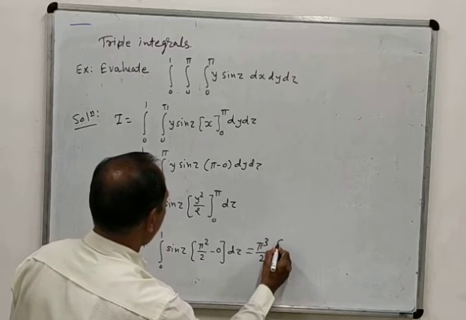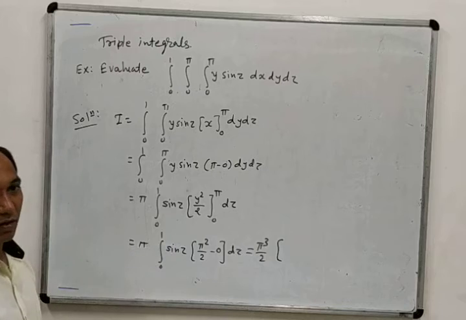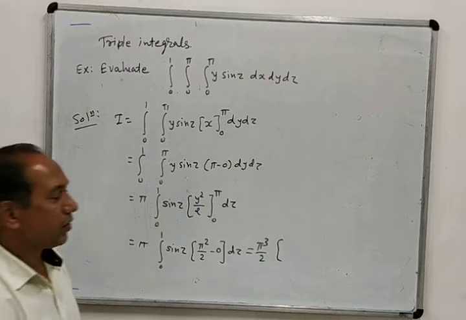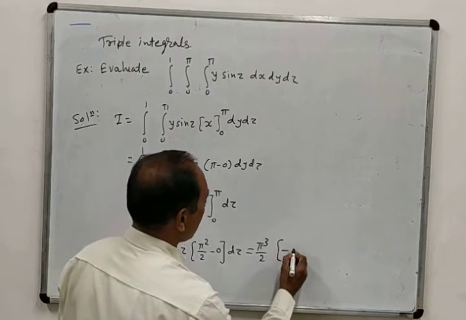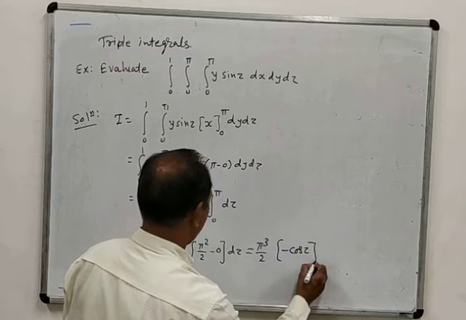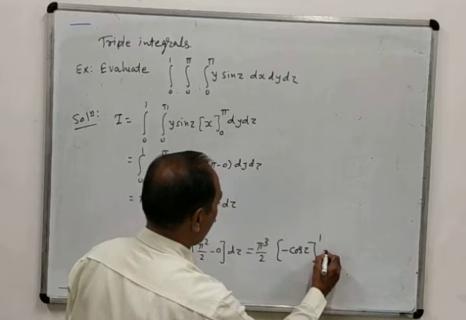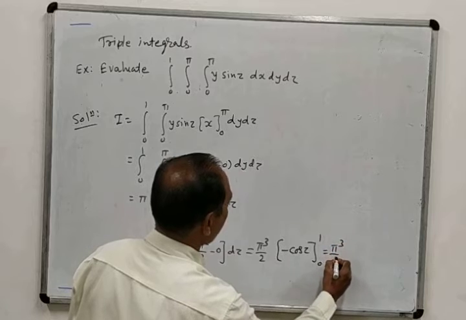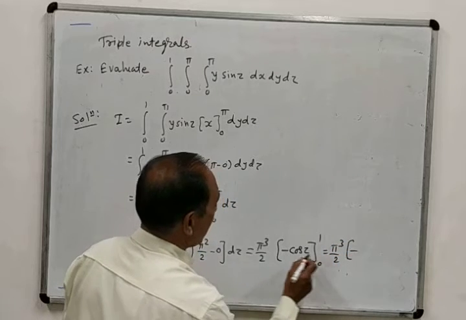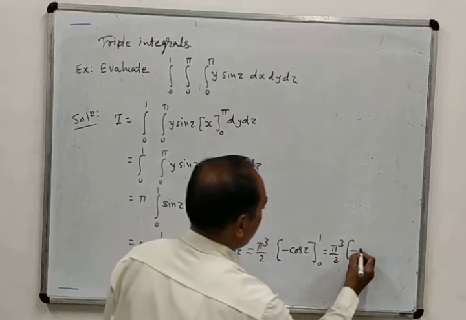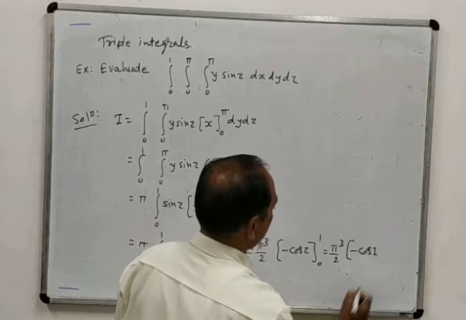So it will become pi cube by 2. And the integration now is only sin z. We know that the integration of sin z is minus cos z, and it has the limit from 0 to 1. So pi cube by 2, and we will put the value minus cos 1. Cos 1 we will keep as it is.